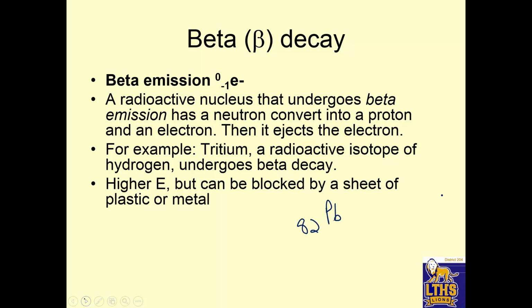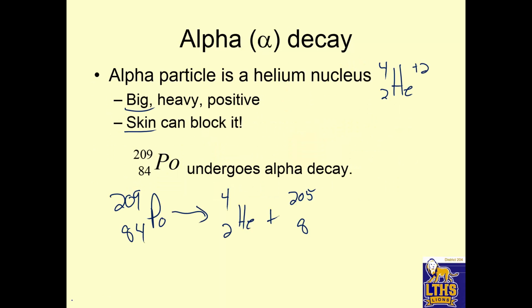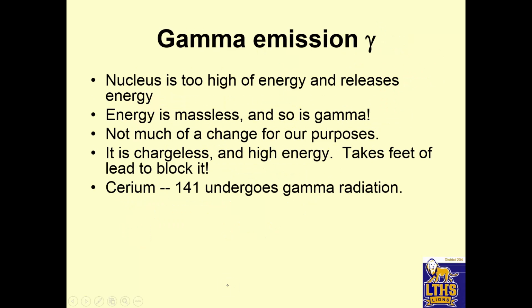Beta decay. Beta emission is 0, negative 1, e. The negative sign is just there to emphasize it's negative. Or it's 0, negative 1, beta. What I forgot here is the other symbol for alpha, which is 4 over 2 alpha. I might be the only one on Earth that includes the plus 2 on it, but I just like to emphasize the charges. Now, back to beta.